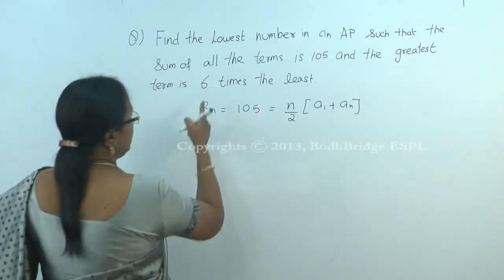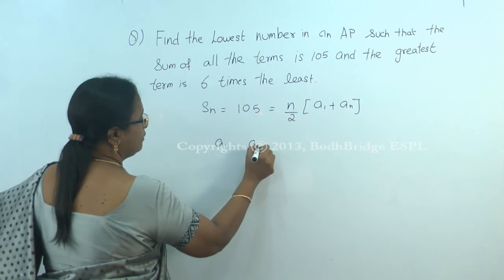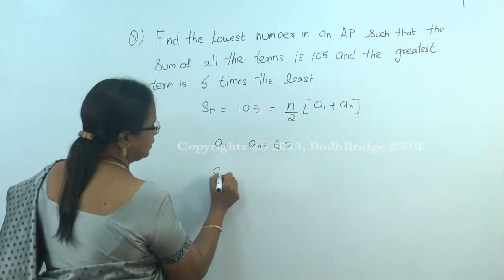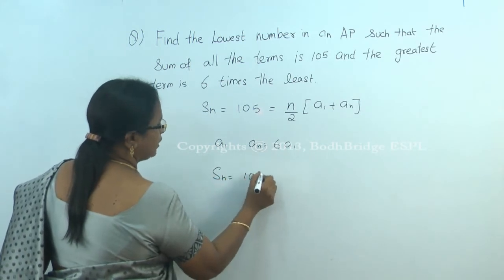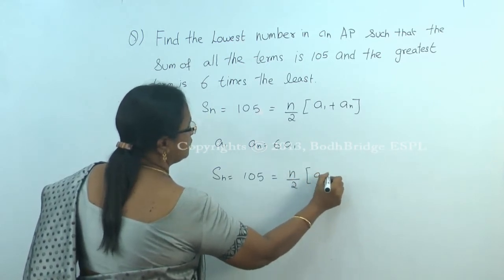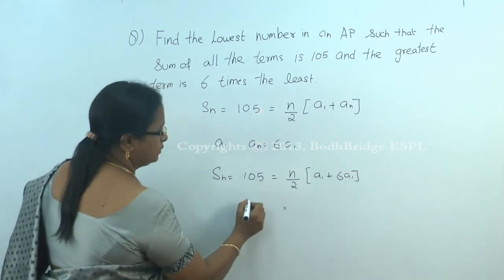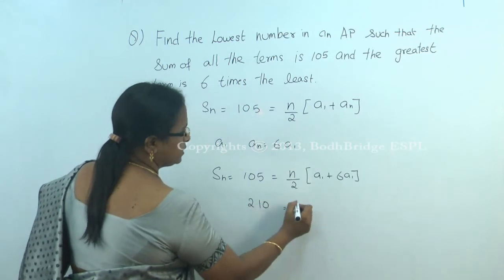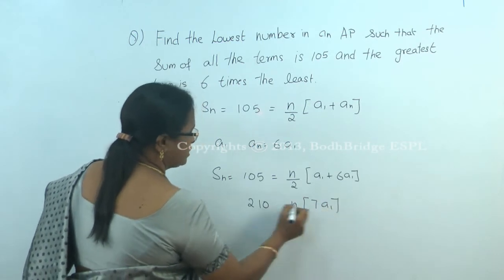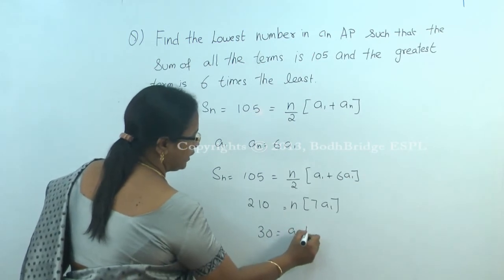But the given is that the last term, the greatest term, is 6 times the least. So the least term is a1, therefore an will be equal to 6 times a1. Now we can apply this in the formula: Sn equals 105, which is equal to n by 2, and a1 plus an is given as 6a1. Let me bring this 2 here, so this becomes 210, which is equal to n into 7a1. Again, 7 cancels, so 30 is equal to a1 into n.